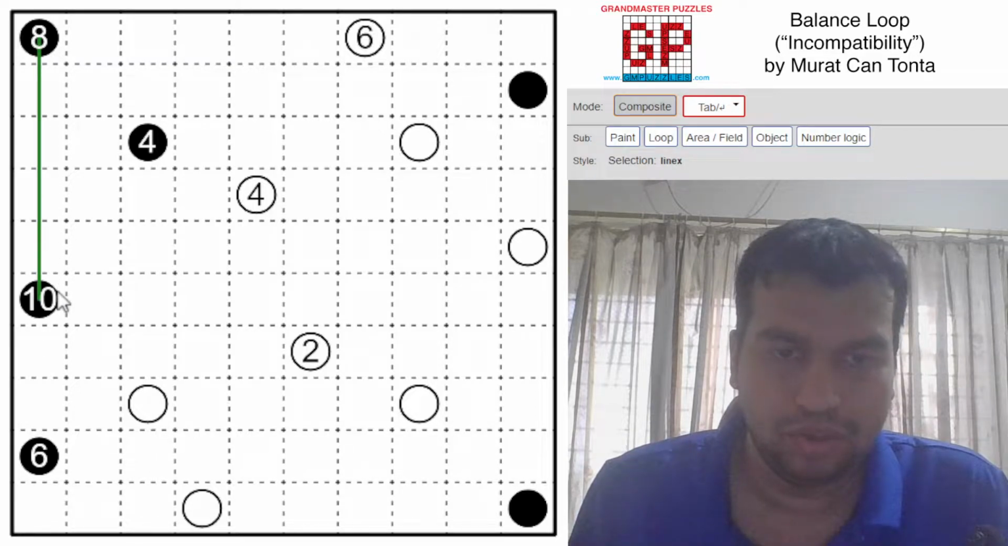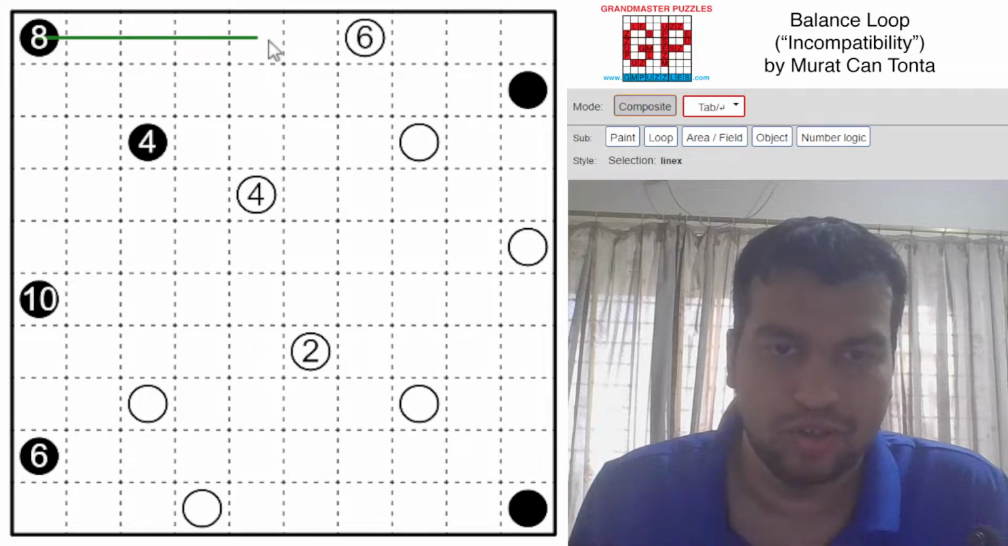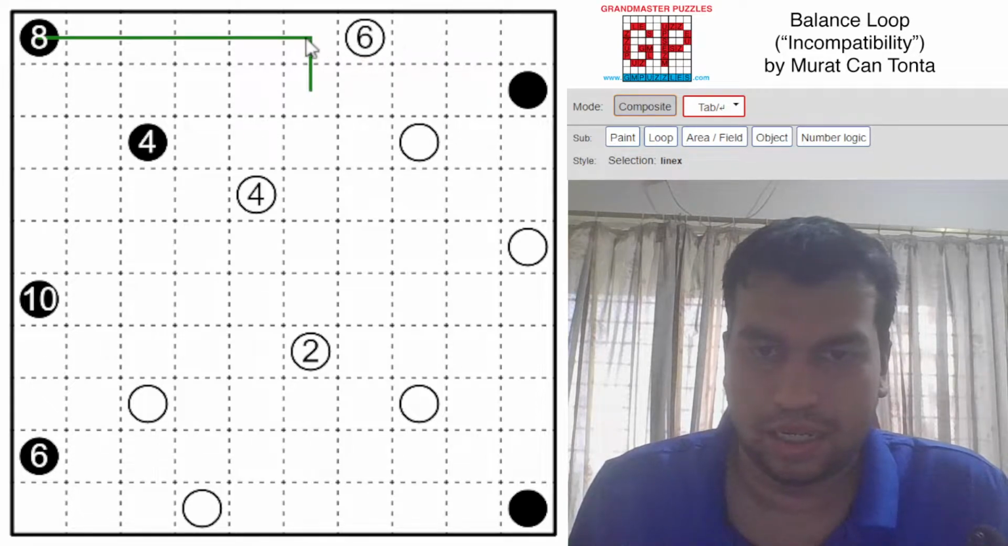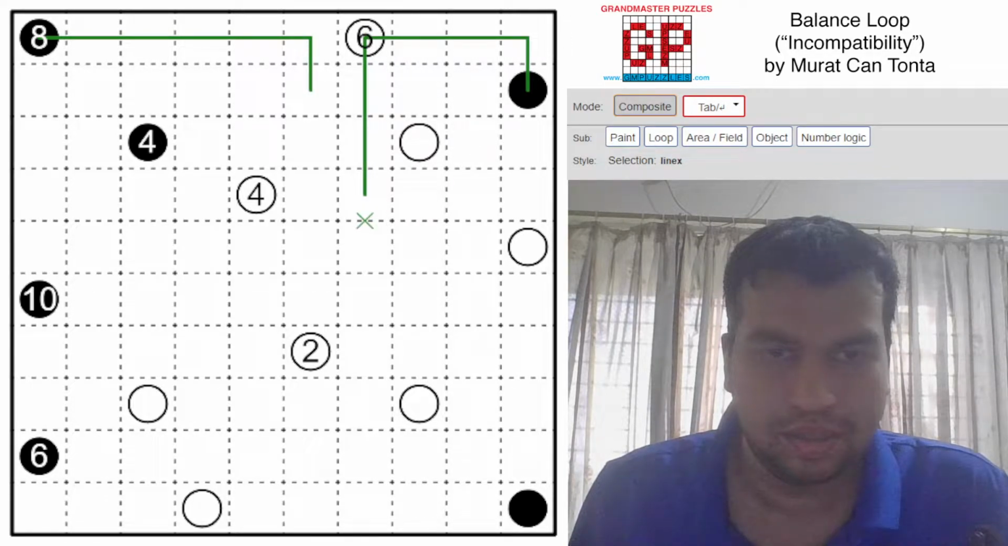If it goes below, then it hits the 10 clue, and the 10 clue would have a 5 above it, which is not possible because if a 10 has a 5 above it, the other side will also be a 5, and that's balanced. So the 5 or above part for the 8 actually goes this way, and it can't hit the 6. So it has to turn, and that also forces the 6 to get resolved. And since it ended at a 5, the other side is a 3.